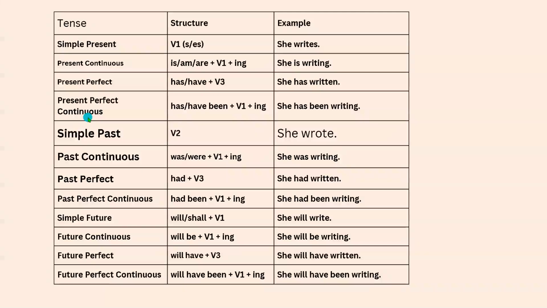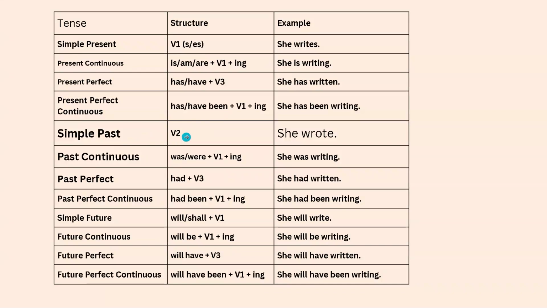Present perfect continuous. See the verbs here. Has, have been plus V1 plus ing. He has been writing. She has been writing. They have been writing. Like this you will be getting. Okay. Did you understand, children?